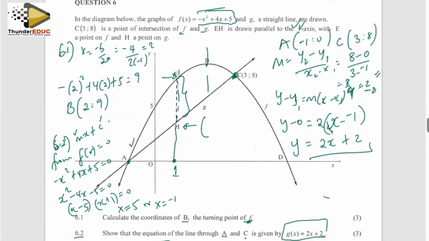So if I use my equation here, replace x with 1, this is going to be (1, 4). If I use the parabola, replace x with 1, that's going to give me negative 1 plus 4 plus 5, which gives me 8. So it's (1, 8).